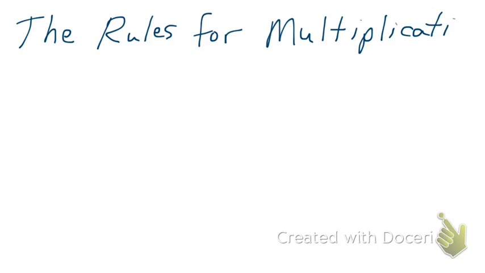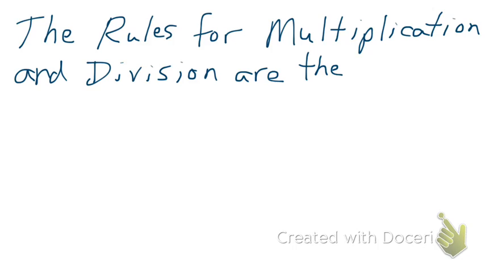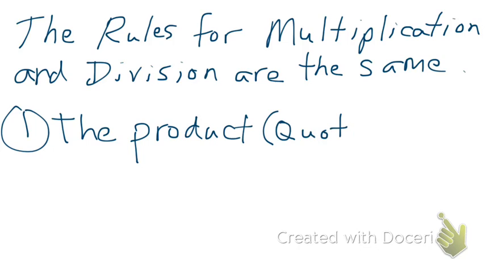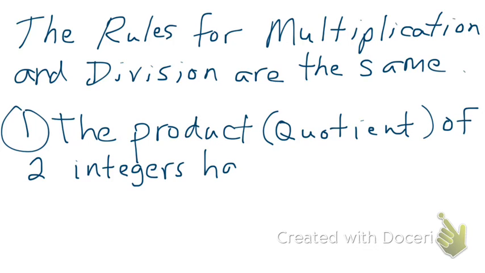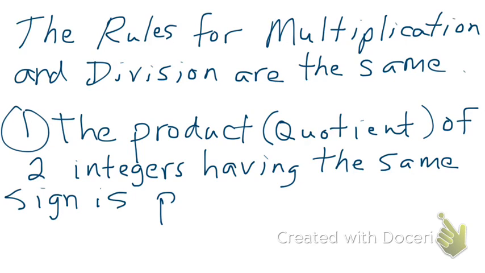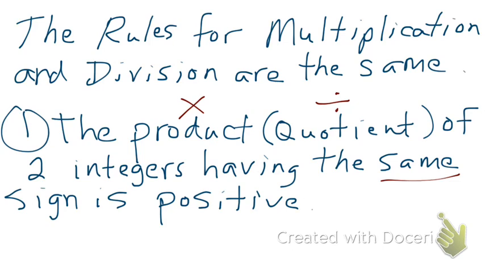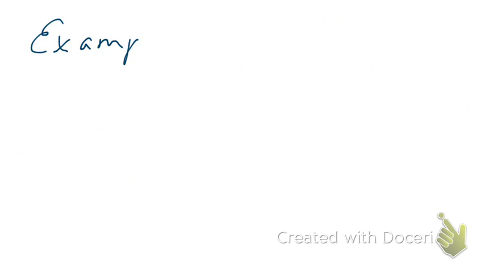So the rules for multiplication and division are the same. So let's look at those. So first of all, the product or quotient of two integers having the same sign is positive. So if you multiply or divide two integers and they have the same signs, you're going to get a positive answer. Let's look at a couple of examples. The key word is same. They both have the same signs.